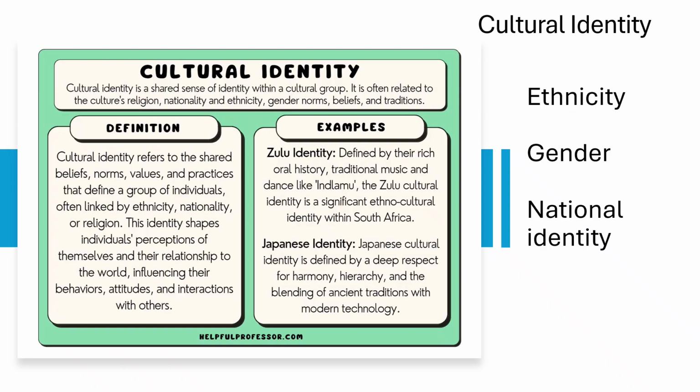Cultural identity is defined as shared beliefs, values, and practices that define a group of individuals. Identity shapes individuals' perceptions and relationship to the world. Cultural identity can be based on ethnicity, gender, or national identity. Looking at some examples, the Zulu identity is based on ethnicity, while Japan is based on deep respect for harmony, hierarchy, and blending ancient traditions with their modern technology.